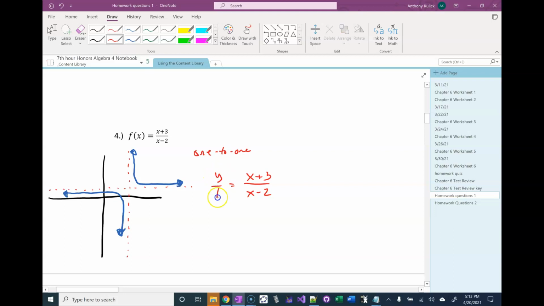So the way I'm going to do that is solve a proportion. So just cross multiply. Well, y times x minus 2 is equal to x plus 3. I'll distribute the y through. Now I'm going to get the x's all on one side, so I'm going to add 2y to this side and subtract x to that side.